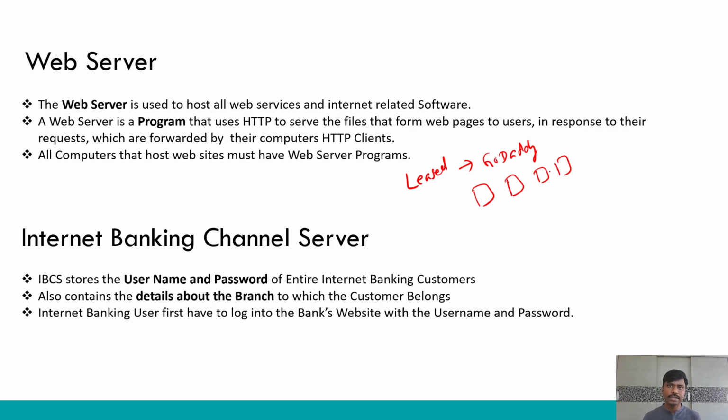Now, the internet banking channel server. In the previous example, when the customer enters username and password, the request goes via the web server, the internet banking application server, and finally it goes to the internet banking channel server, where the username and password are stored. Apart from the username and password, it also stores information like which branch this customer belongs to. This additional information is stored by the internet banking channel server.